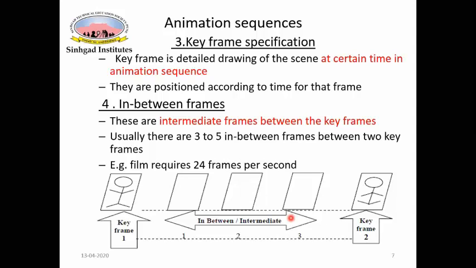The animation is drawn with the help of keyframes, and the intermediate positions between the keyframes we call in between frames. So here one example is given, and these in between frames are mostly generated automatically also. The software which we are using for generating animation, it is the responsibility of that software to generate the in between frames. Many times the animator also generates them on their own.